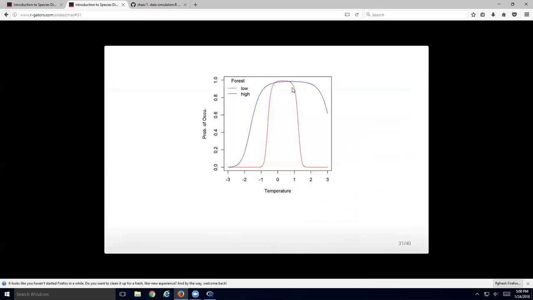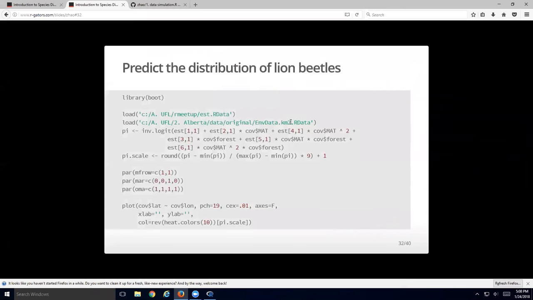But overall, since the ground detection probability is high, both approaches will give us really good results, and they are actually very consistent with each other. You can see that. And with these relationships, I predict the occurrence probability for the entire study area.